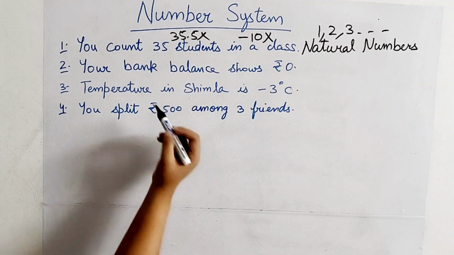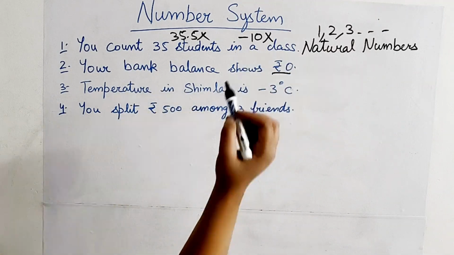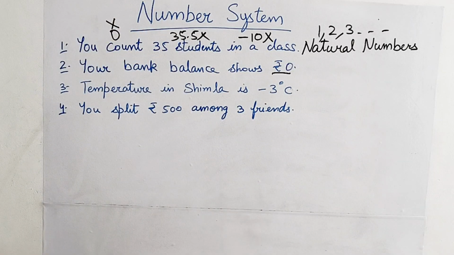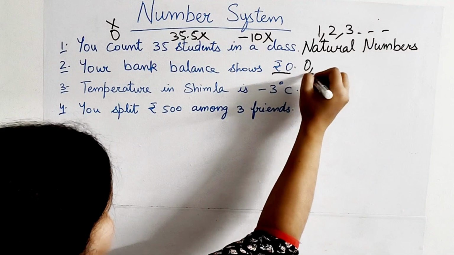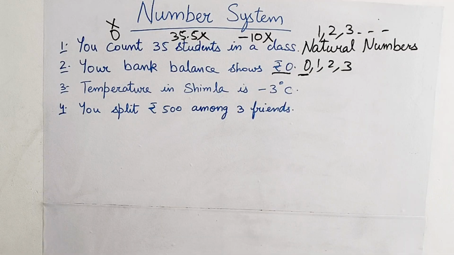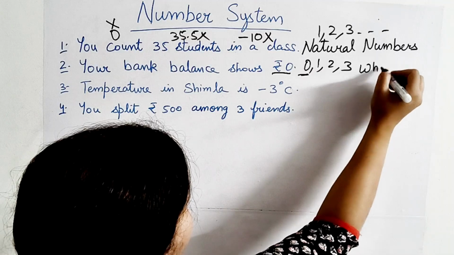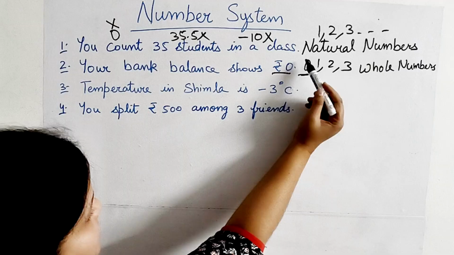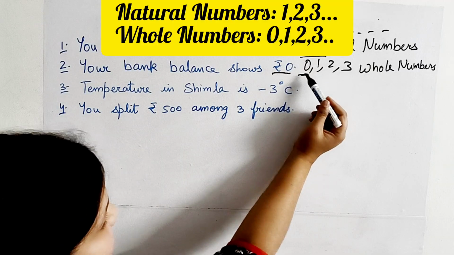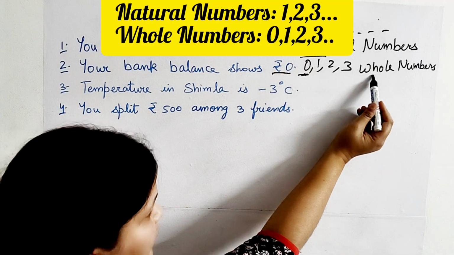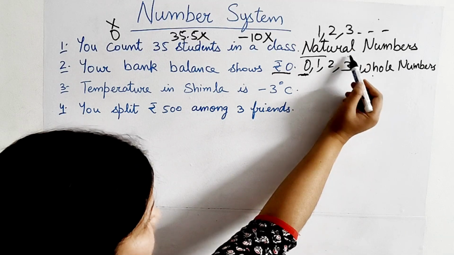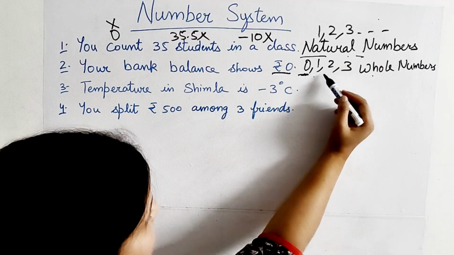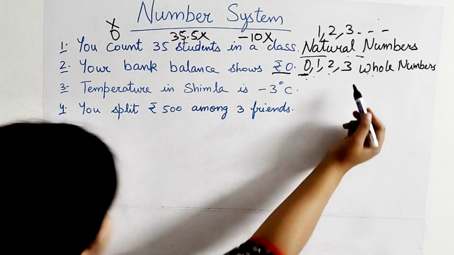Situation 2. Bank balance shows rupees 0. Natural numbers don't include 0. So we extend the system. So it's 0, 1, 2, 3. These are called whole numbers. So the numbers which include all the natural numbers and 0 are called whole numbers. There is no 0 in natural numbers. So in whole numbers, we can say we have 0 and all the natural numbers. So including 0 means it becomes whole numbers.